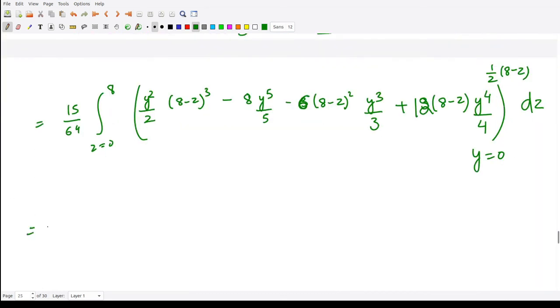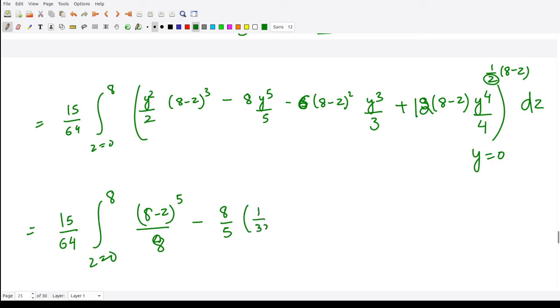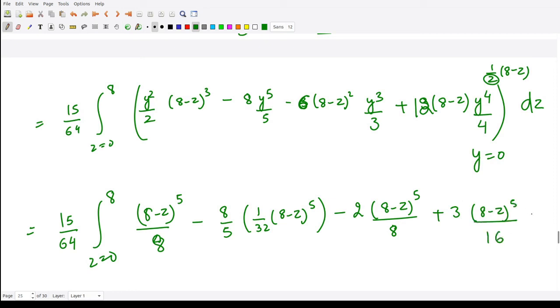So let's solve this. It would be 15 upon 64, and then you have integration z varying from 0 to 8, y square, so it would be (8 minus z) raised to power 5 by, when you substitute this upper limit here, so it would be 1 by 8, and then minus 8 upon 5, and the value of y would be 1 by 32 (8 minus z) to the power 5, and then we have minus 2 (8 minus z) raised to power 5 by 2 to the power 3, that is 8, and we have 3 (8 minus z) raised to power 5 by 2 to the power 4, that is 16. So this is what we have.